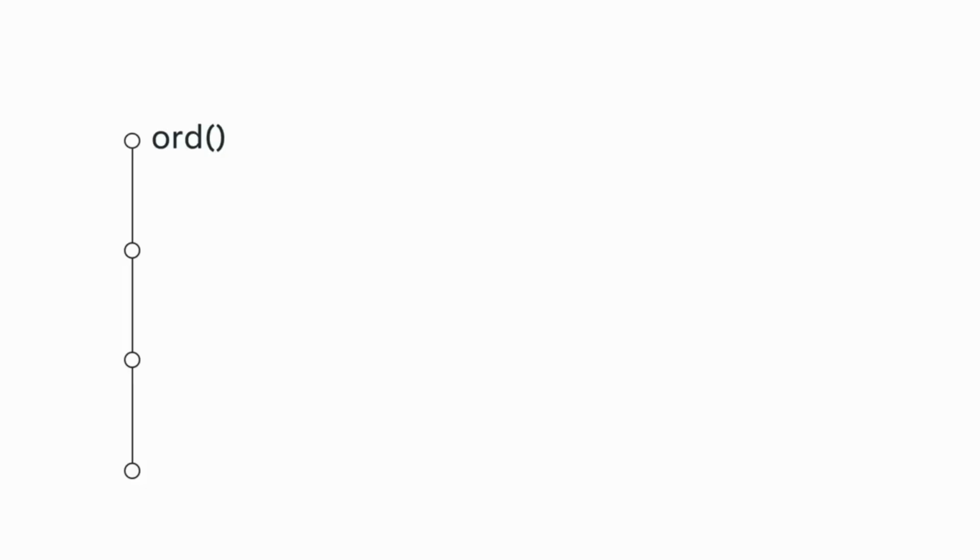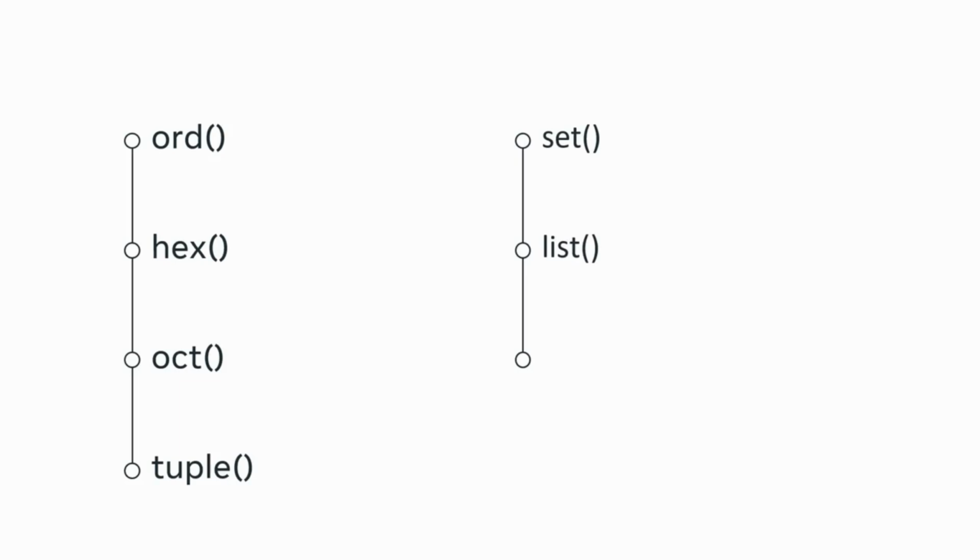They are ord, which returns an integer representing the underlying Unicode character. The hex function, which converts a given integer to a hexadecimal string. And oct, which takes an integer and returns a string representing an octal number. There are also tuple, set, list, and dictionary, which you will learn more about later in the lesson.